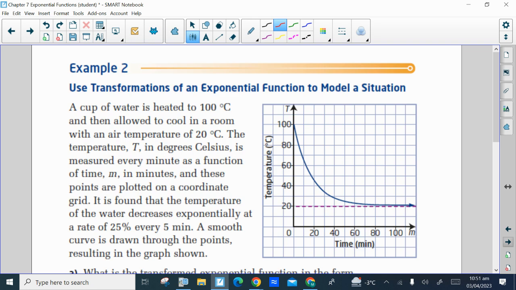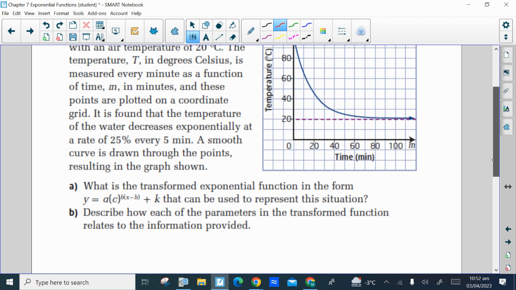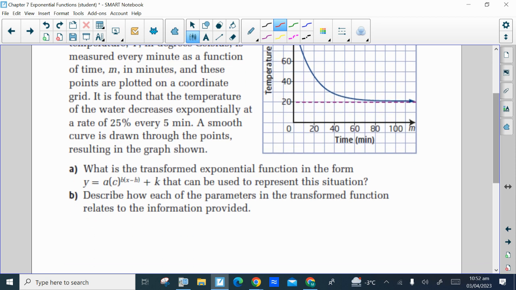So we're going to see there are a lot of scenarios that can occur where the data will follow an exponential function. One example, a cup of water is heated to 100 degrees Celsius and then allowed to cool in a room that has an air temperature of 20 degrees Celsius. The temperature T in degrees Celsius is measured every minute as a function of time m in minutes. These points are plotted on a grid. It is found that the temperature of the water decreases exponentially at a rate of 25% every 5 minutes, and a smooth curve is drawn through the points, resulting in the graph shown.